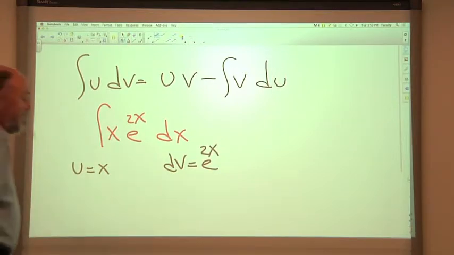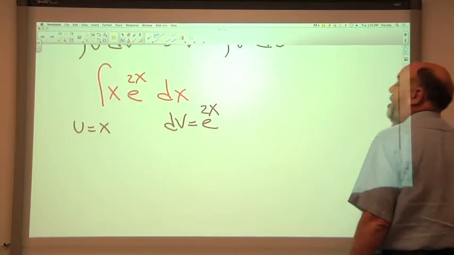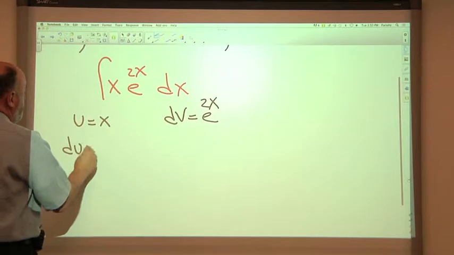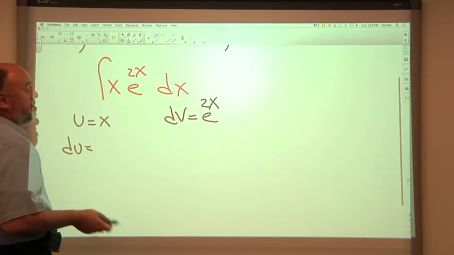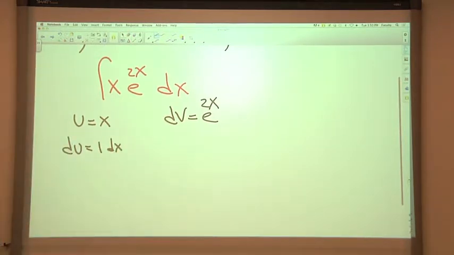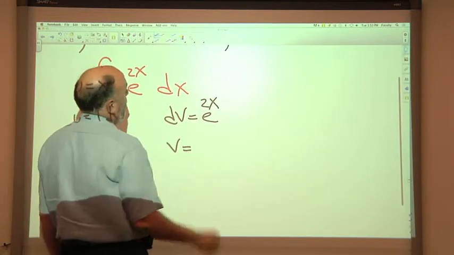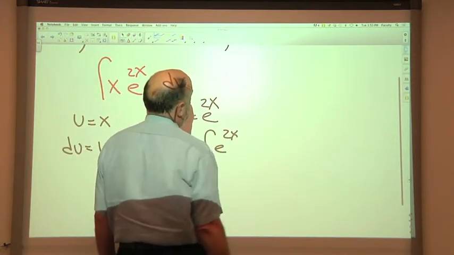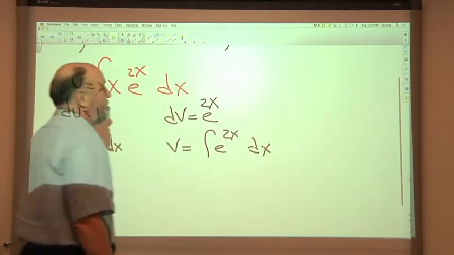So now we know what u and dv are. The next thing we need to know is what is du and what is v. And so du will just be the derivative of x, which is 1, so we just end up with 1 dx, or just dx. v would be what we get when we integrate e to the 2x. So we would integrate that, again with respect to x.